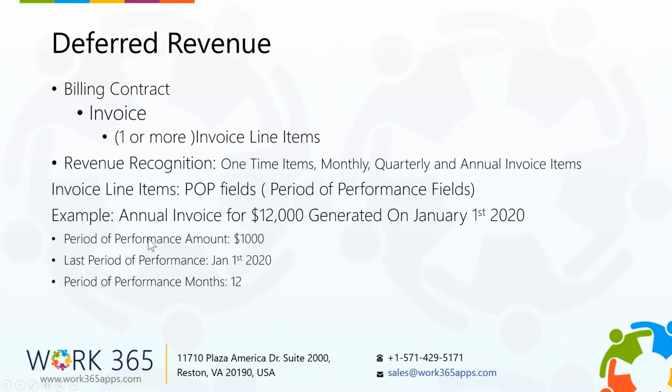Here's an example that I have. If an annual invoice was generated for $12,000 at the beginning of the year, January 1st, 2020, these are the specific line items that would appear for this particular invoice, assuming there's only one line item here. It would say that the period of performance amount is 1,000, the last period of performance was January 1st, 2020, and the performance periods are 12 months. We're able to take all this data and create your deferred revenue calculations very quickly through our Power BI reports. So this is one thing I wanted to mention.